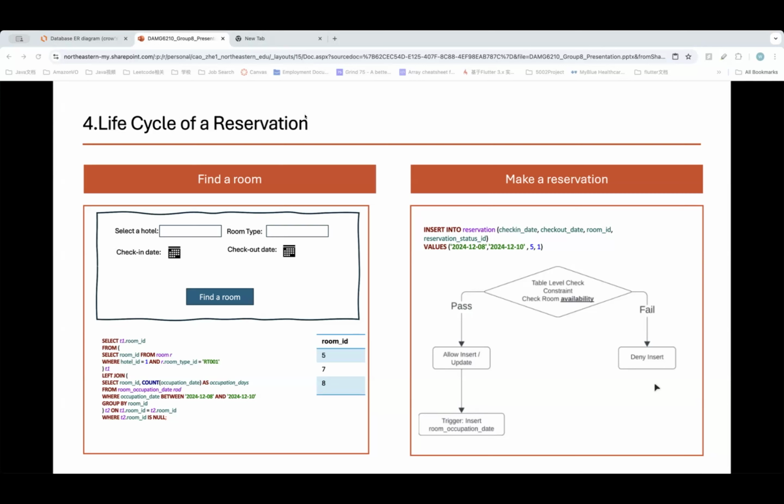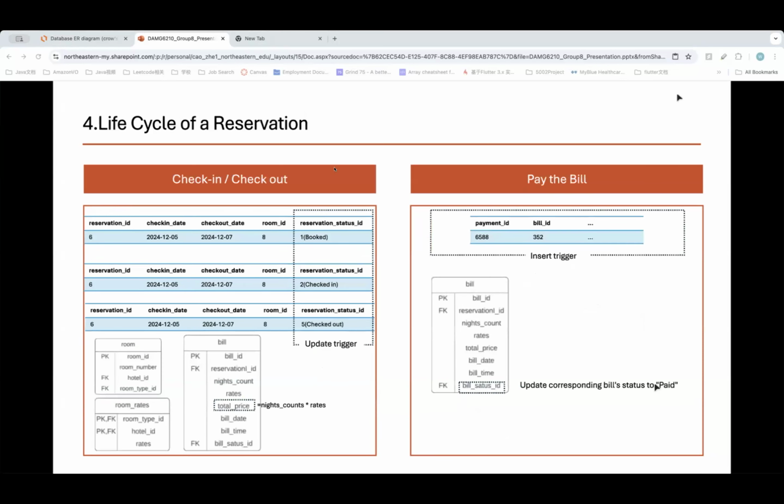If any data is successfully changed, a trigger will write or delete the corresponding room ID and occupation date record in the occupation date table, maintaining accurate status for each room on every day for easier future querying. And after a reservation is made, employees can perform check-in and check-out operations by updating the reservation status. When the status changes to checked out, the system will automatically generate a bill.